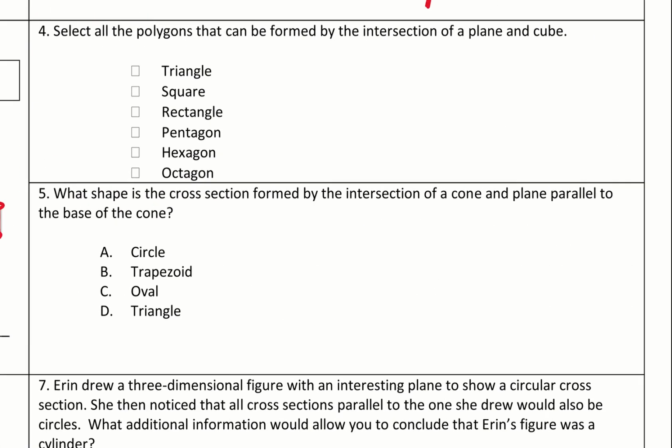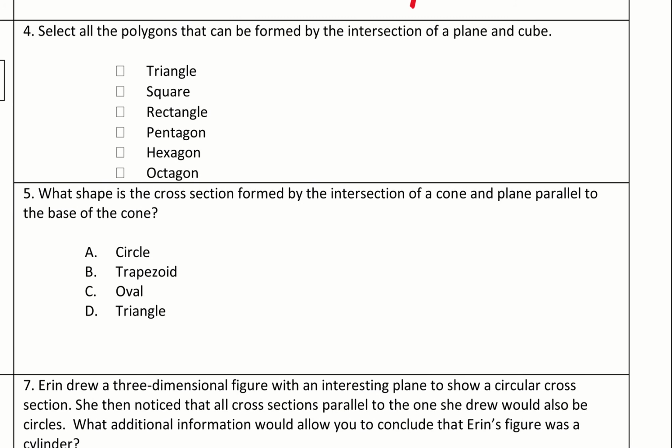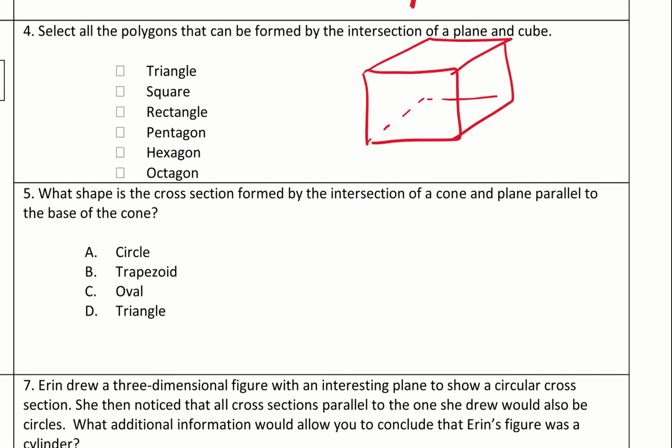All right, so for number 4, select all the polygons that can be formed by the intersection of a plane and a cube. This one's pretty interesting, and it could be difficult if you're having a tough time visualizing. However, we'll try to make it as simple as we can. So we can definitely form a triangle if we intersect it so that the plane crosses these 3 points. So we can make that cross section. That's possible. So you can make a triangle.